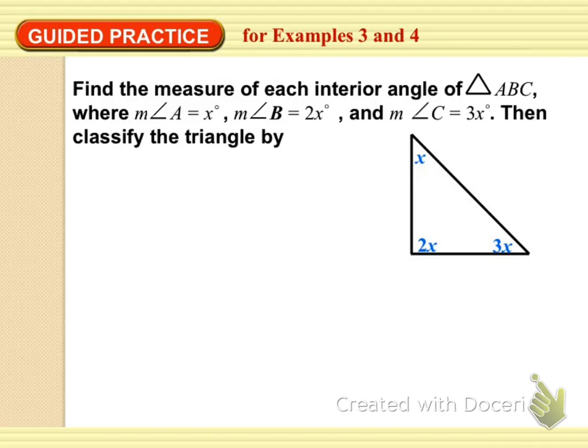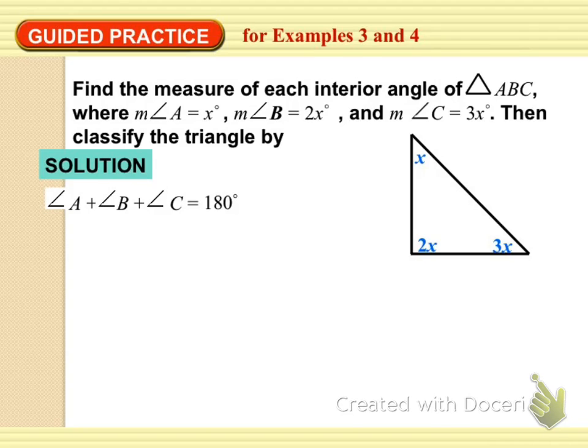So we're going to find the measure of each interior angle of this triangle ABC, where the measure of angle A is x, the measure of angle B is 2x, and the measure of angle C is 3x. Then we're going to classify the triangle. It doesn't really say by what, by its sides or by its angles, we can decide later.